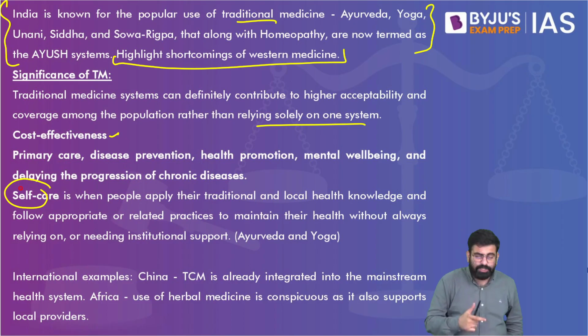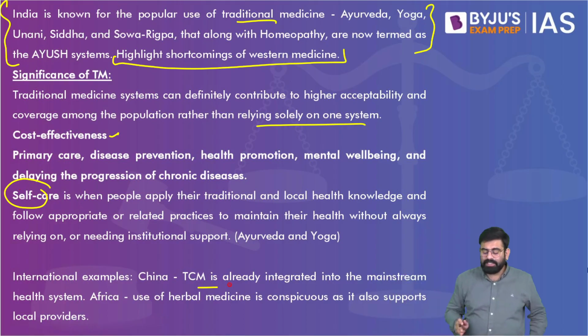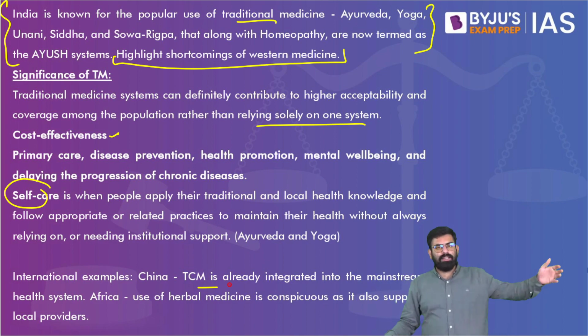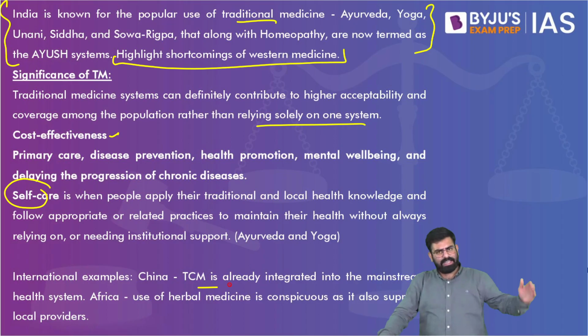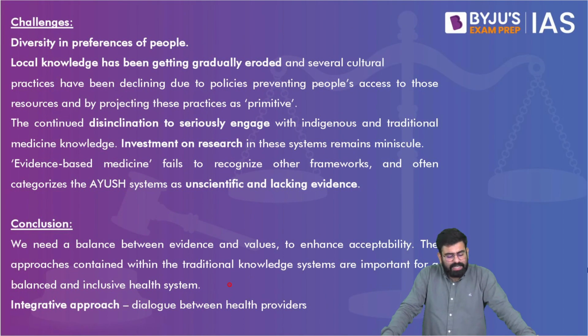Then you can use international examples. For example, the example of China has been mentioned here. They have integrated it in their mainstream health system. And if you look at China, they are faring well on all the indicators. On various health indicators like IMR, MMR, etc., they are faring well compared to us. So you can use a few examples to substantiate anywhere. I've given 2-3 examples here: Switzerland, African nations, and China, which can be used. Then you think of challenges.